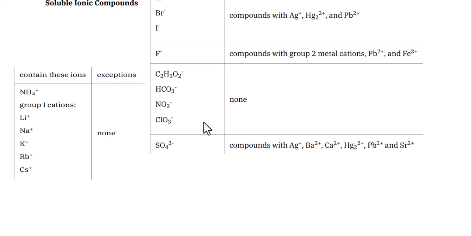Right, let us look into this. So we have Cl minus, Br minus, and I minus. And they are able to dissolve whenever they are, for example, reacting with Ag plus, Hg2 2 plus, and Pb 2 plus, and so on. Even F minus with compounds with group 2 metal cations, Pb2 plus and Fe3 plus. That's fine. And then here we have compounds that contain NH4 plus.